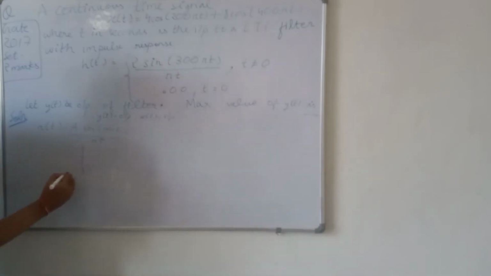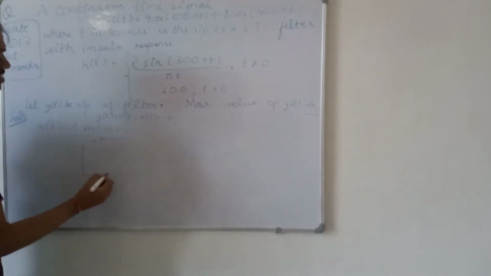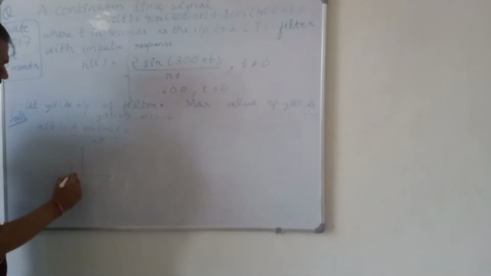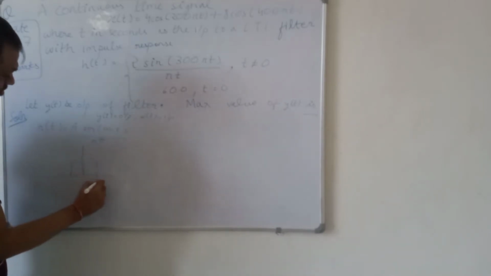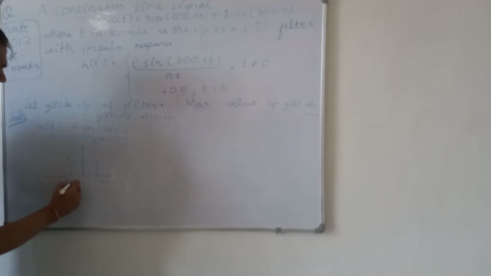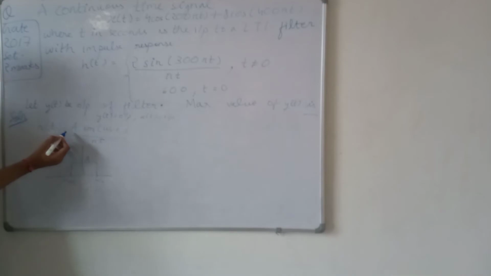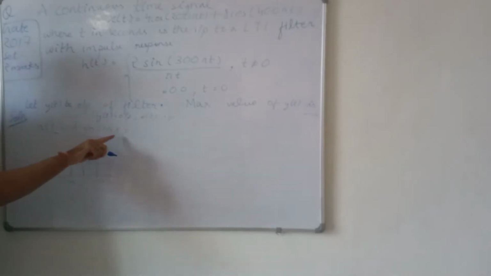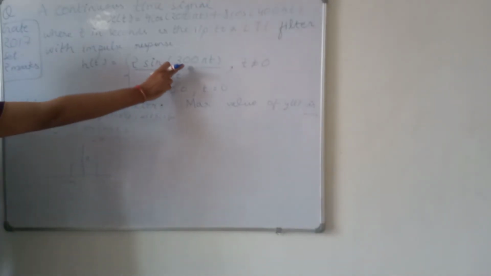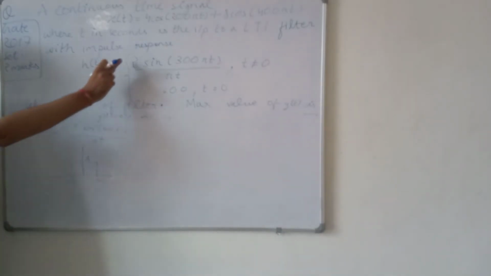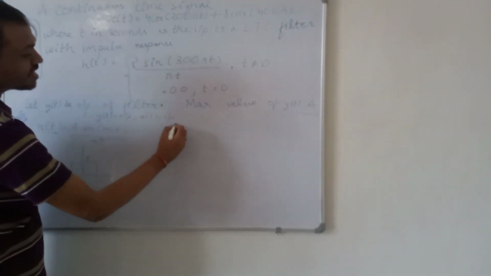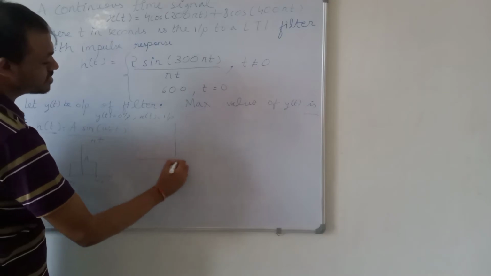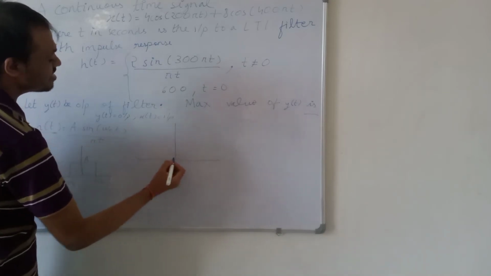So it will have a cutoff frequency at ω_c, from minus ω_c to ω_c, and the amplitude is a. So this is a low pass filter. This impulse response, a sin(ω_c t)/(πt), is the impulse response of a low pass filter. So here ω_c is 300π and a is 2. So this is the impulse response of this filter, a low pass filter which is given to us.